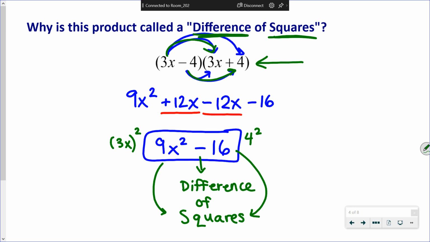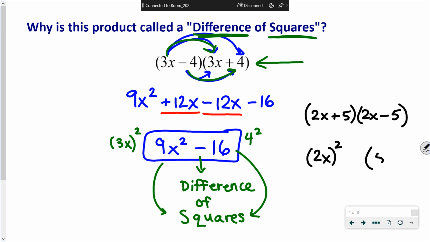If you want to memorize that shortcut to jump to the final answer, I'll throw up another example real quick. So if you had something like, let's say, 2x plus 5 and 2x minus 5, and you notice right away, oh, I'm in that special pattern where it's going to give me a difference of squares. I can just square the 2x, and I can square the 5, and I can stick a minus sign between them.